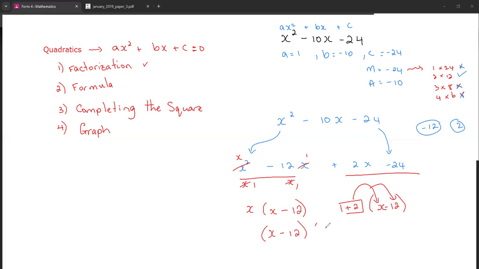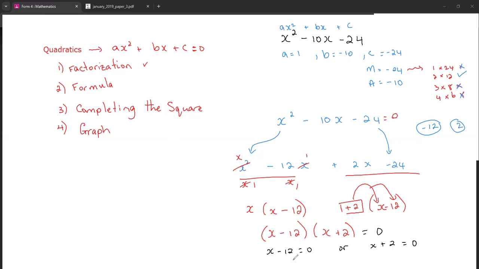And then everything else that is not inside of the brackets goes inside of the other brackets. And that there we completed the factorization. But remember, they asked us to solve. And when we're solving a quadratic, we put it equal to 0. So we're going to put our solution equal to 0. So it's either that the first bracket is equal to 0, or the second bracket is equal to 0.